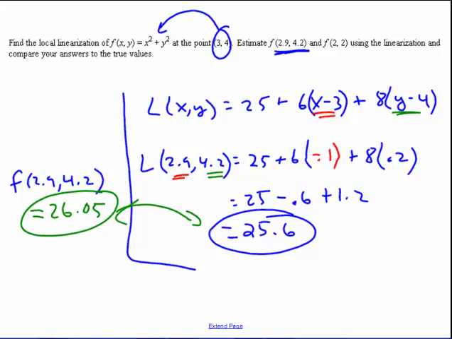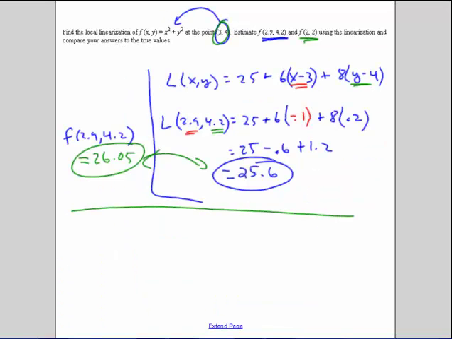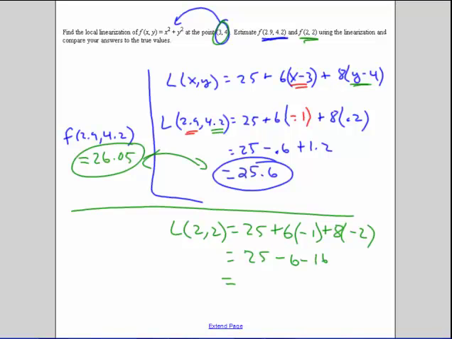But what happens when our point gets further away from (3, 4), such as (2, 2)? If we look at (2, 2) and our approximation, we get 25 plus 6 times negative 1 plus 8 times negative 2. Simplifying this, 25 minus 6 minus 16, which is 3. And let's see what the function actually would be. Well, f of (2, 2) is going to be 2 squared plus 2 squared, which is 8.